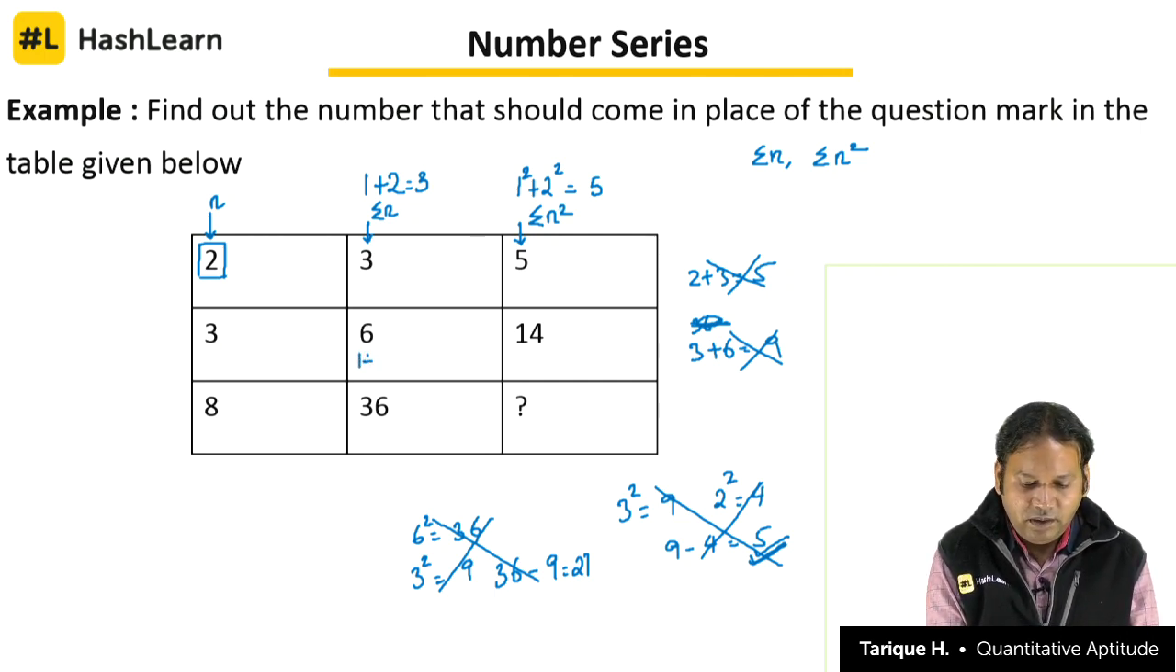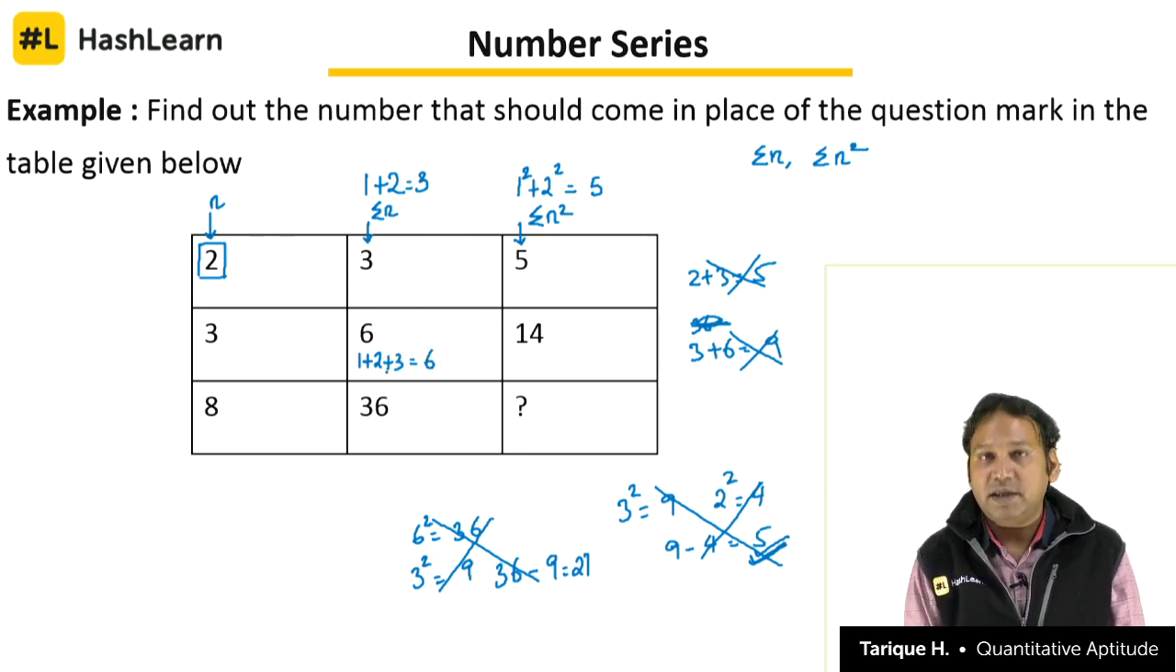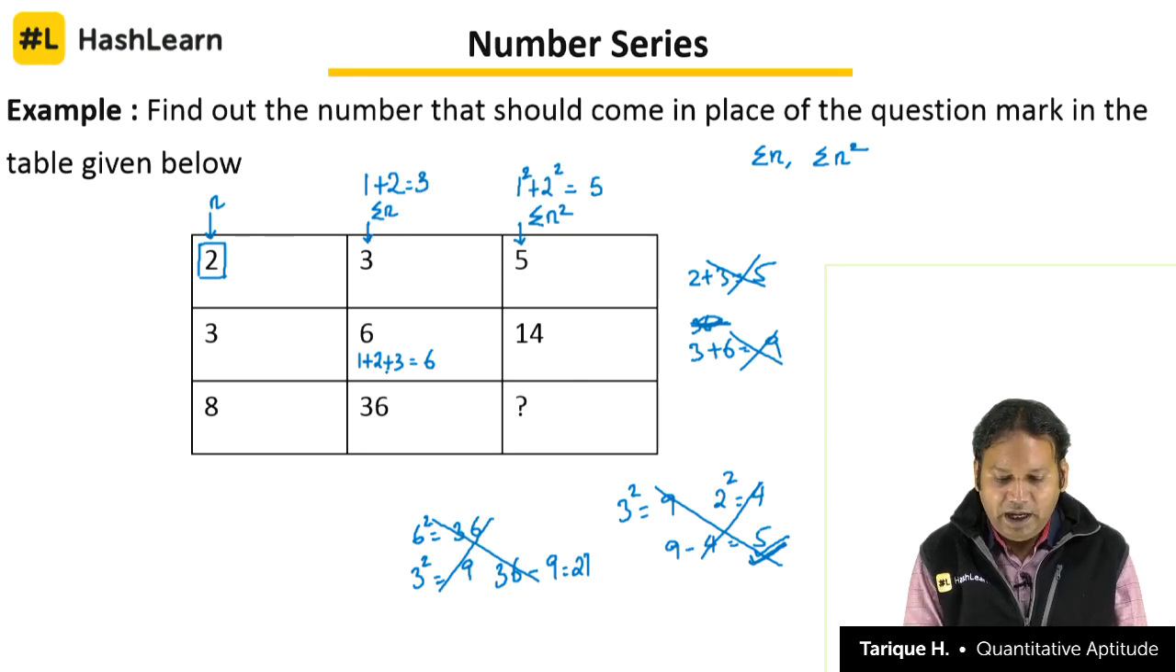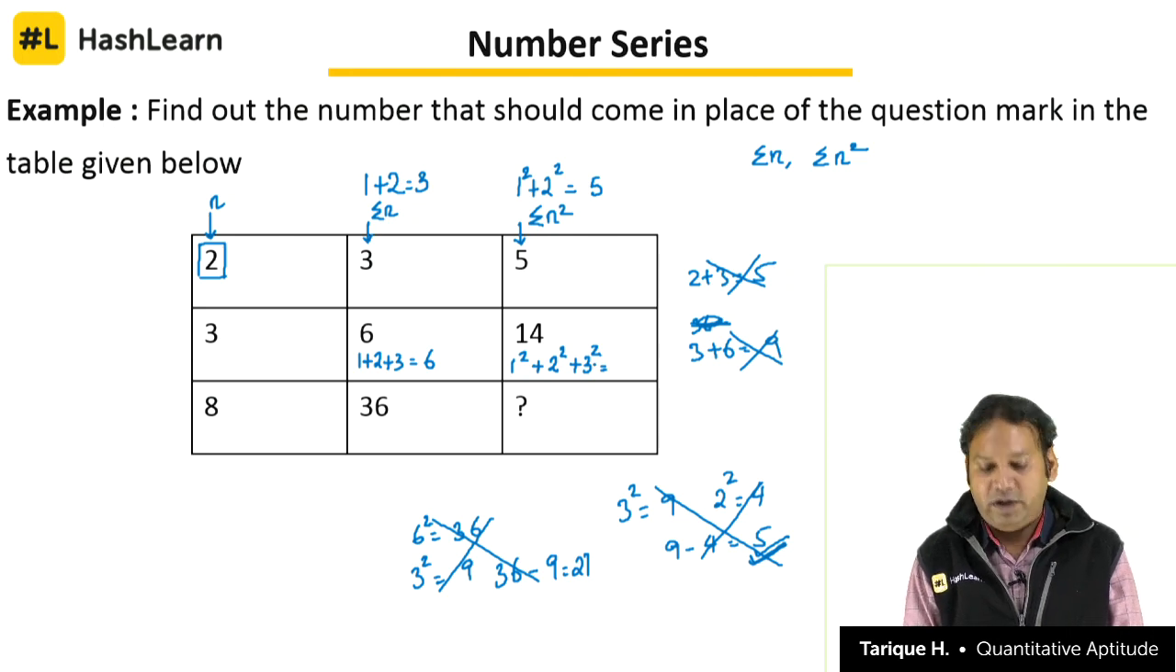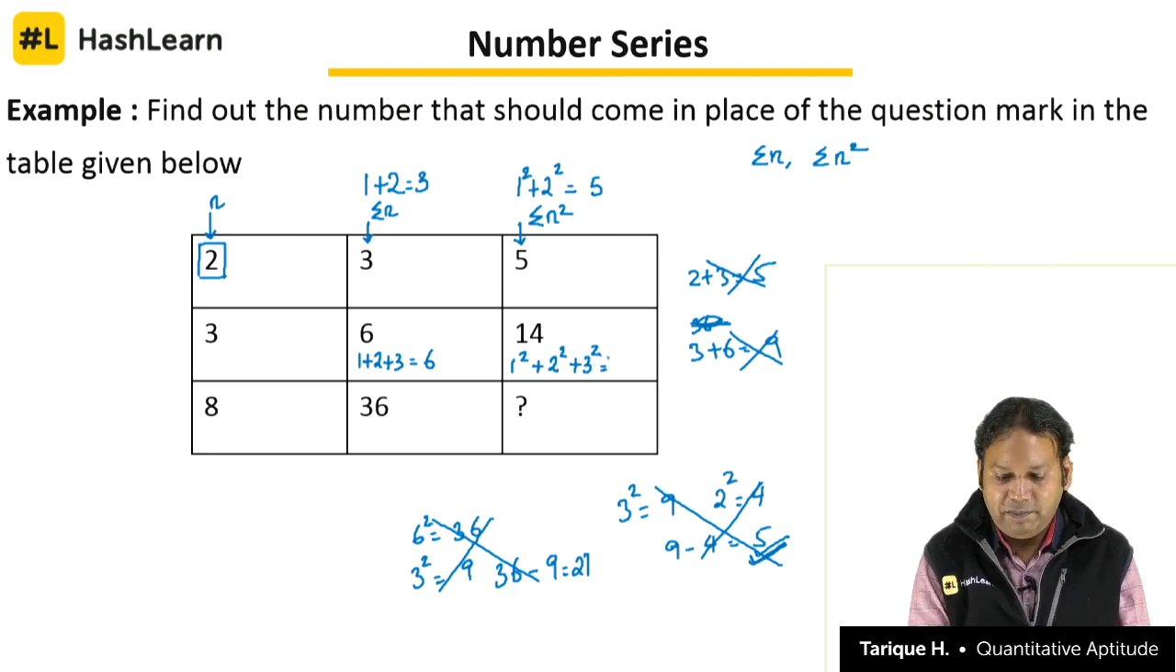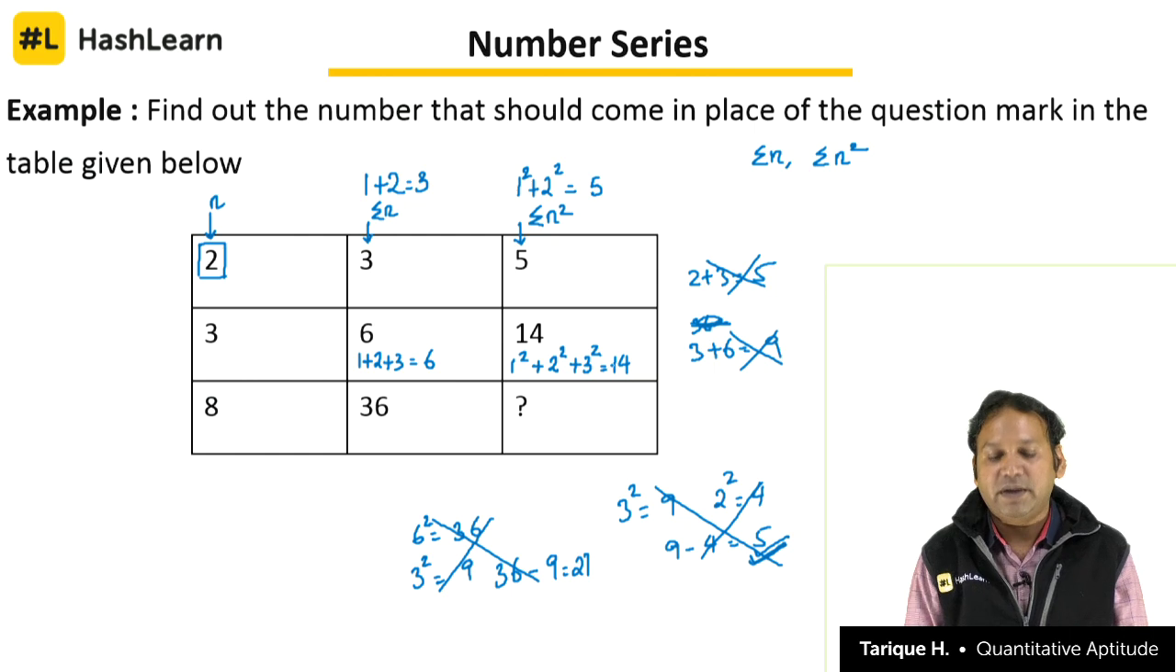See, 1 plus 2 plus 3 is equal to 6. 1 plus 2 is 3, 3 plus 3 is equal to 6. And if you add 1 square plus 2 square plus 3 square, that's equal to 14. So 1 plus 4 is 5, 5 plus 9 is 14. So definitely that is the question here.